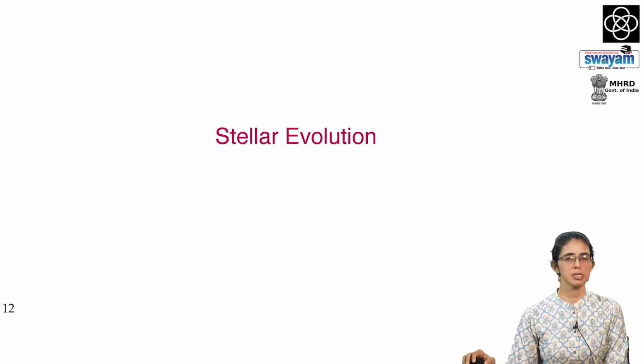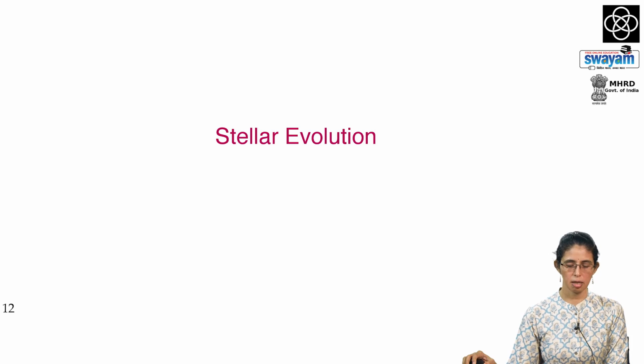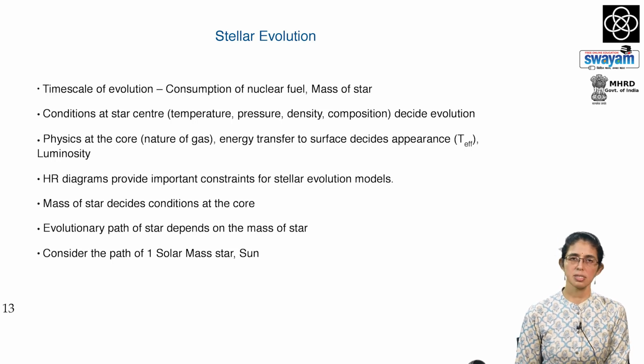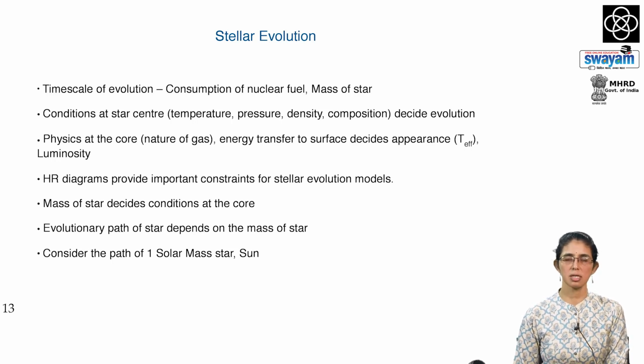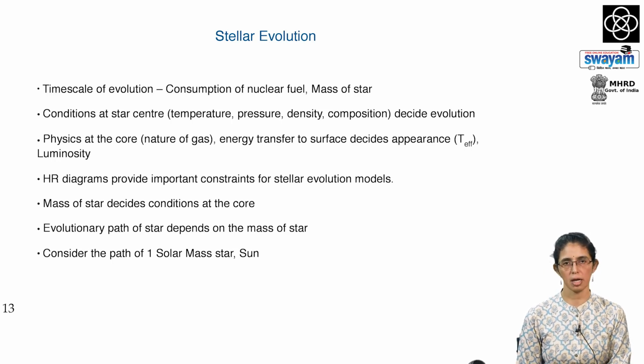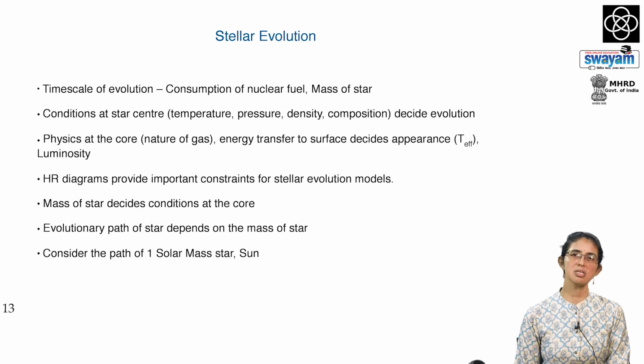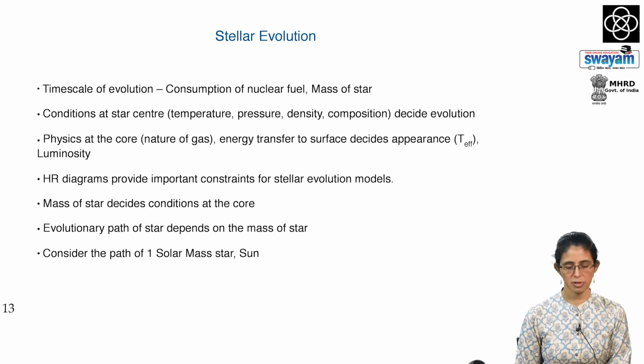So, let us try to understand how a star evolves, what factors go into the evolution of a star, and what is the time scale of evolution. This is because main sequence stars are powered by the nuclear reactions that are happening at the very core. The time scale of evolution depends on the rate at which this nuclear fuel is consumed. This in turn is related to the mass of the star.